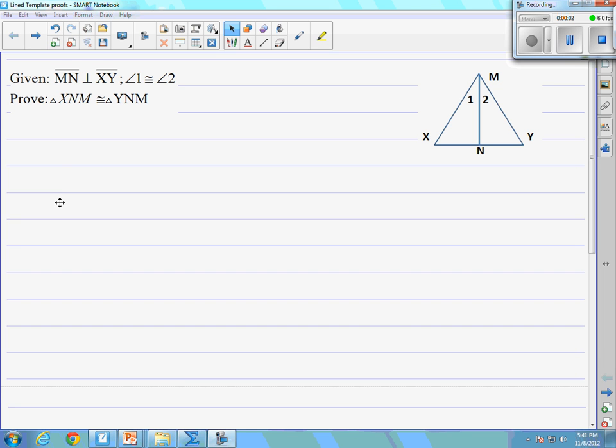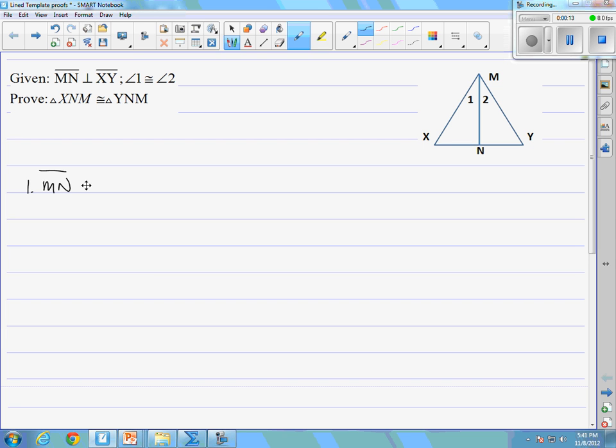We're going to prove these triangles congruent given that MN is perpendicular to XY and angle 1 is congruent to angle 2. First thing, write your given. Okay, second thing we always want to do, I guess, right on my given. Plug that into your picture.